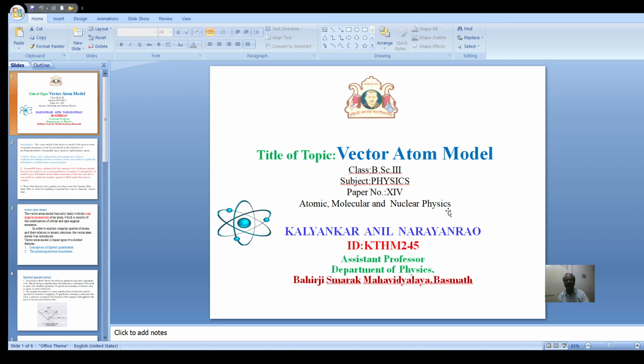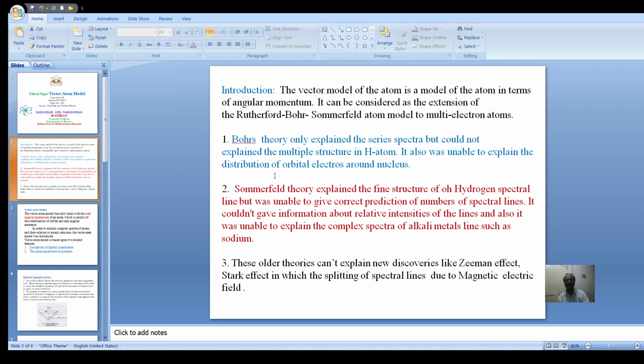Today we are going to learn the vector atom model, one of the topics in our paper number 14, that is atomic physics. So we know that the vector atom model is an extension to the Rutherford atomic theory as well as Bohr's atomic theory and Sommerfeld atomic theory.